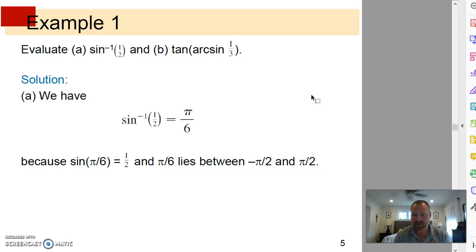Essentially, here we're writing it in terms of radians, which is what we'll use more often than not in calculus, but it was also introduced using degrees before. Remember, pi over 6 would be 30 degrees, right? And pi over 6 lies between negative pi over 2 and pi over 2. Remember, pi over 2 is really 90 degrees, so we have negative 90 and 90, which represents our first and our fourth quadrant.